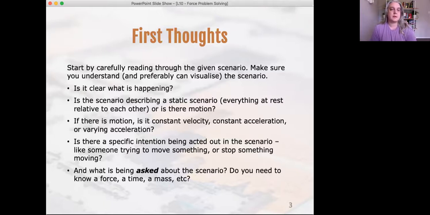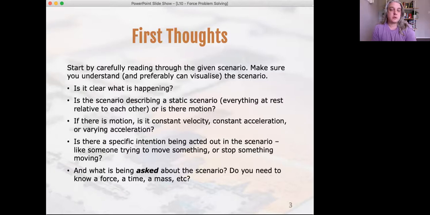Can you visualize it? Is the scenario describing a static scenario? I realize that says scenario twice, but anyway, is the system or is the thing that we're interested in, is it static or is it in motion? If it's static, that means everything's at rest relative to each other. That's fine, that's good. We now know some information. We know there's going to be no net forces on it because everything's static. We also know velocity is 0 and so on.